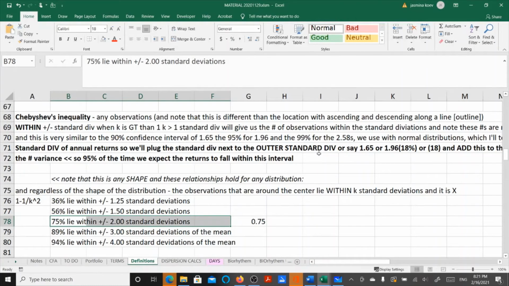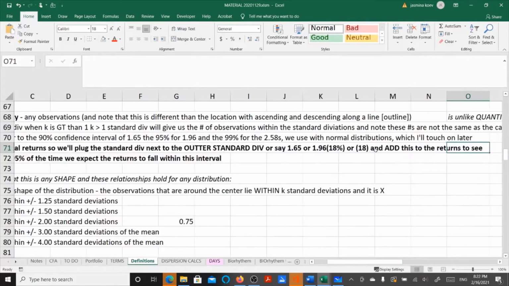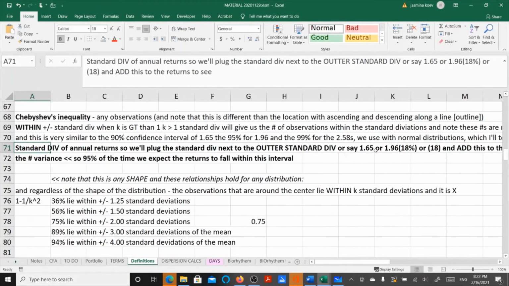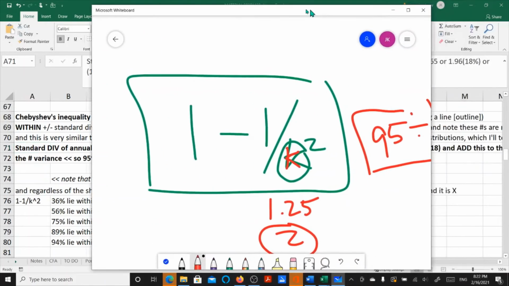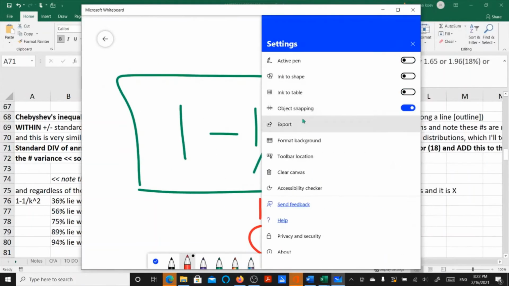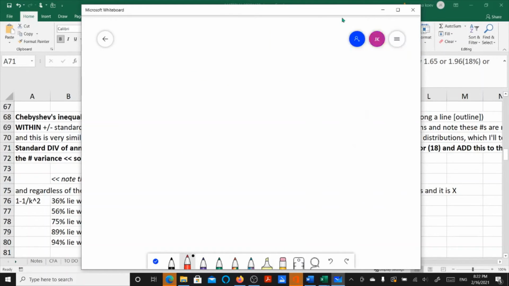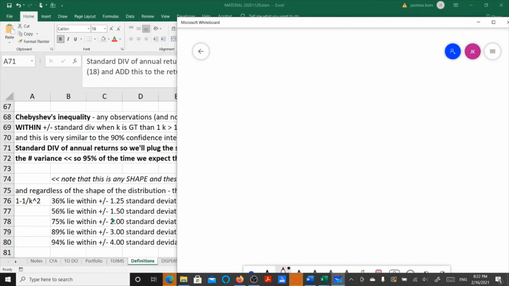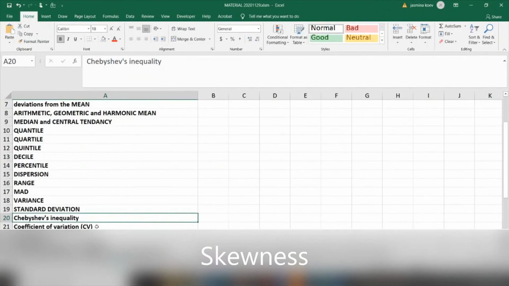And 1.96, or 2 standard deviations, will give us approximately 95% of observations if we're looking at a normal distribution. Now let me explain the difference between a normal distribution, which is symmetrical, and an asymmetrical or not normal distribution. Let's go back to our terms.